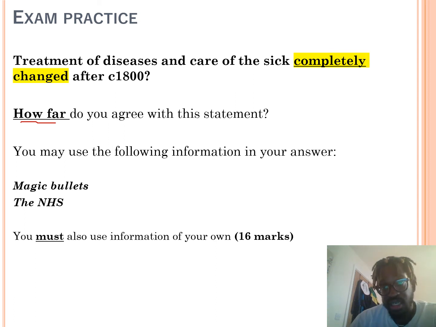On the other hand, I slightly disagree with the statement that treatments of disease and care of the sick completely changed after 1800 because although magic bullets now came about, they were, think about it. Okay, so I want one agree and I want one disagree.